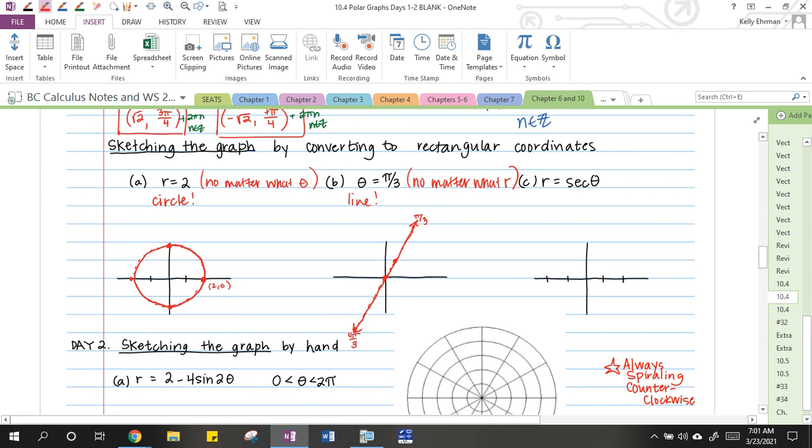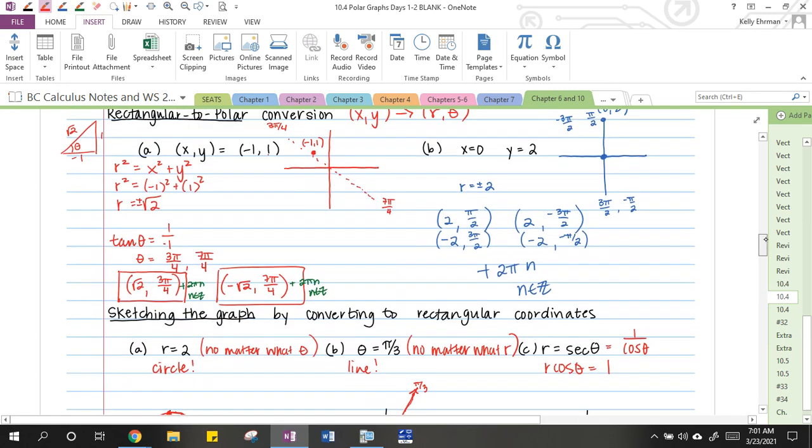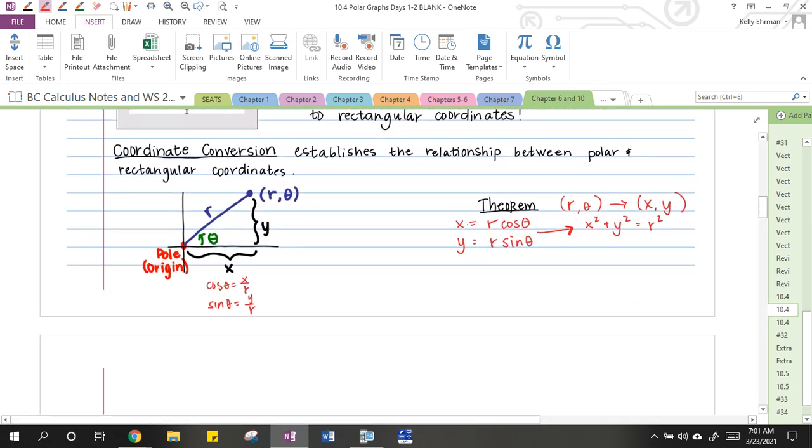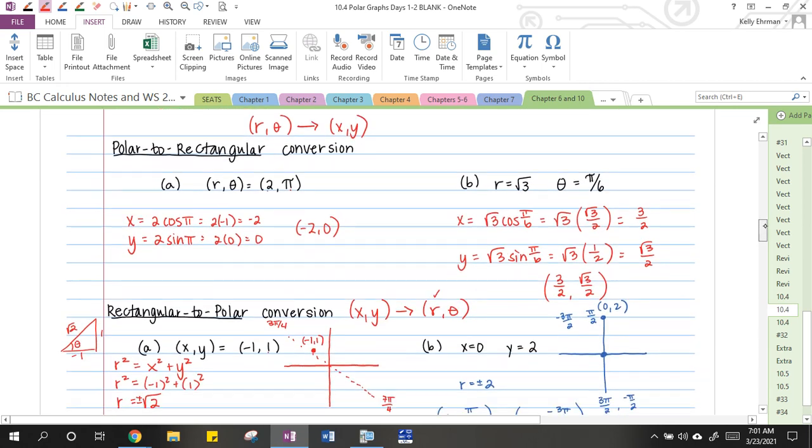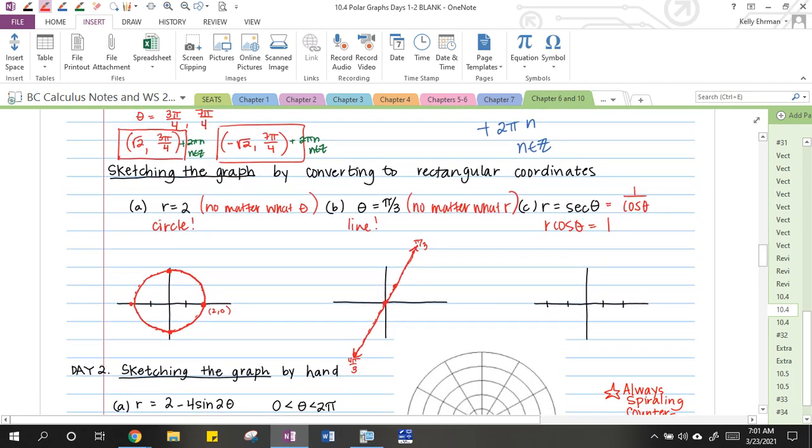All right, and then what about r equals secant of theta? Remember, secant is 1 over cosine theta. And what if we multiply the cosine to the left side so that it's r times cosine theta, and then it would just equal 1? Well, remember back on the previous page, we said x is equal to r cosine theta. So now I can use substitution and say, instead of r cosine theta equals 1, I can actually say x equals 1. That's a vertical line. And it's a vertical line through x equals 1.